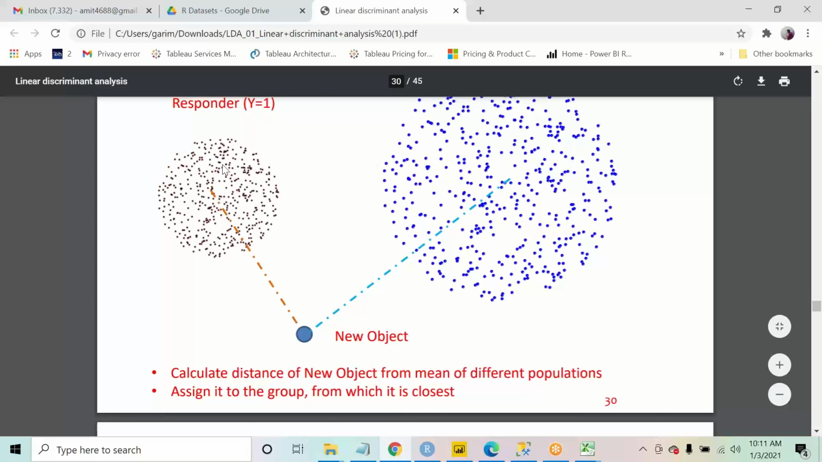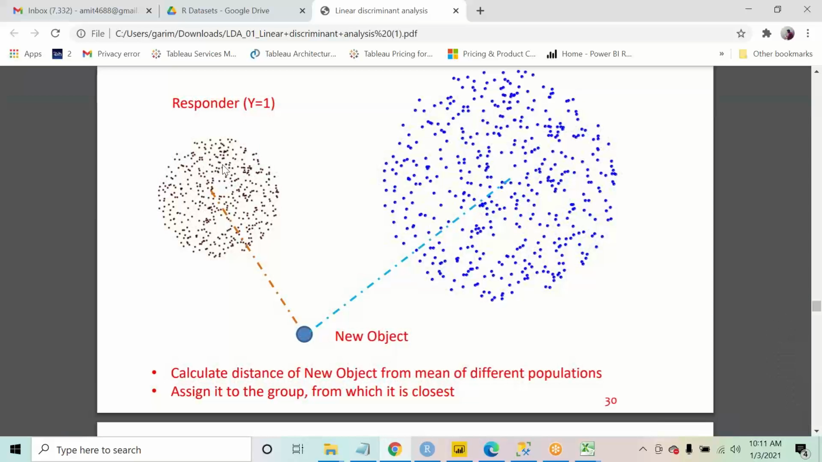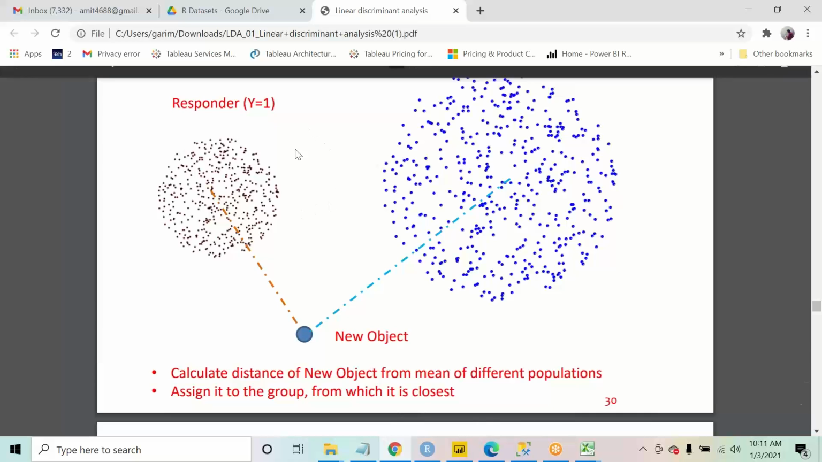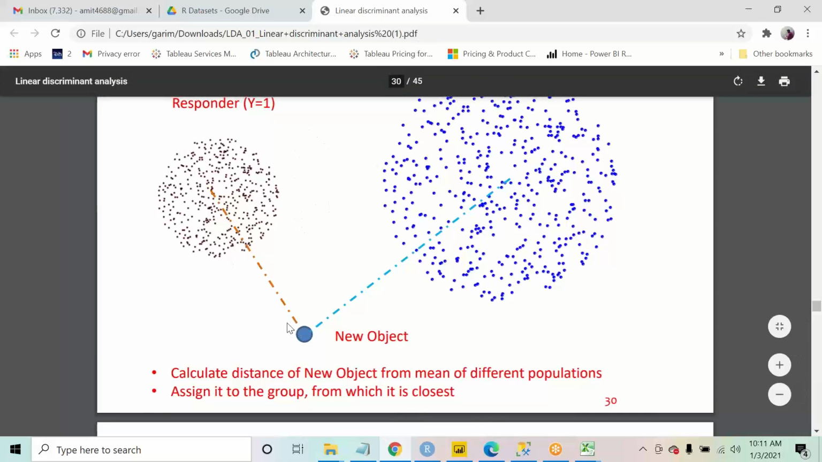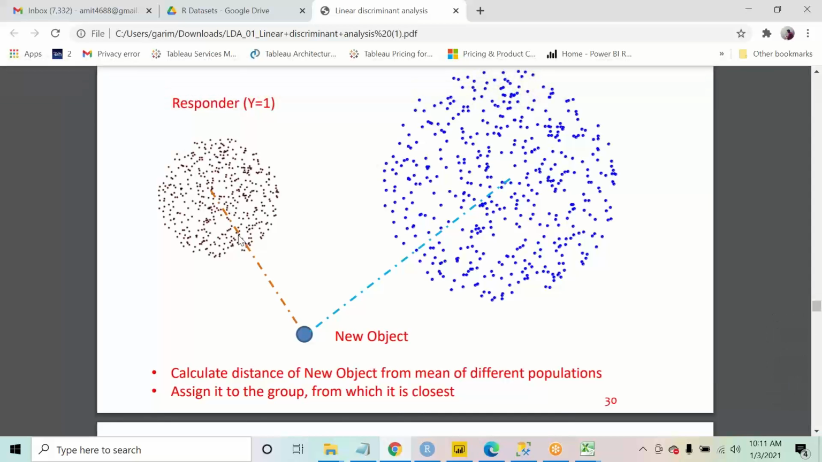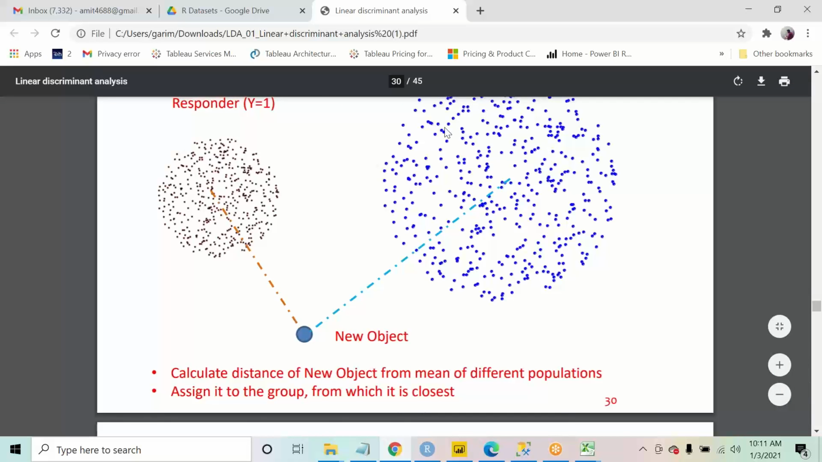The same thing, right? When I was telling you that we break the data on the basis of the yes and no. This is just hypothetical, how the things will work. The new object that comes into the picture will see to which mean it is nearer: the mean of this data set, or the mean of this data set? Whichever mean it is closer to, it will be assigned to that group.